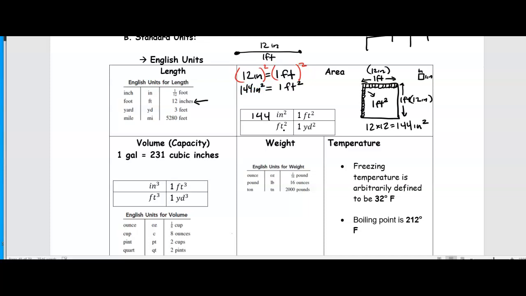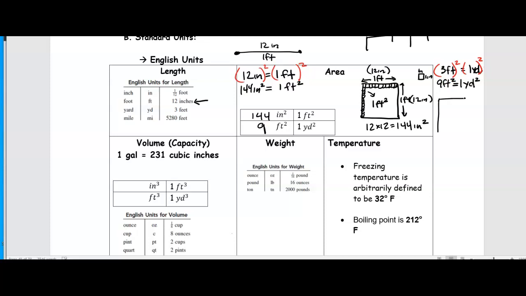And we can do the same thing with square feet to square yards. We can draw the picture if we want, or we can just say there are 3 feet in 1 yard, and then we can square both sides to figure out the squared measurement. So 1 yard squared is 1 square yard, and then 3 squared, or 3 times 3, is 9 square feet. So there are 9 square feet in a square yard.